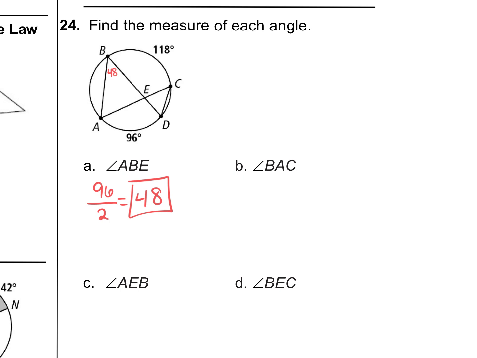It's an inscribed angle, right? Yeah, 118. Yep, take its arc, 118, divide that by 2. What's 118 divided by 2? 59. Again, fill it into your picture.